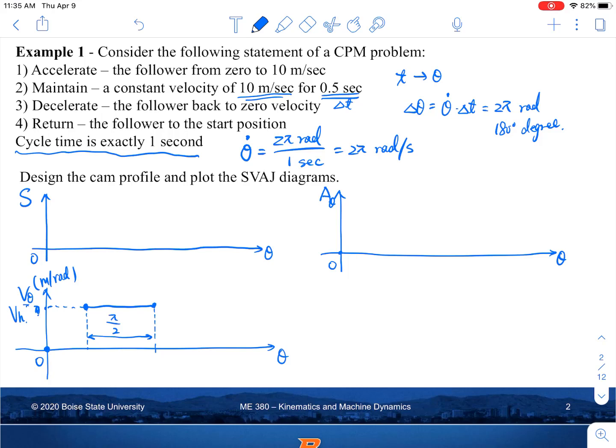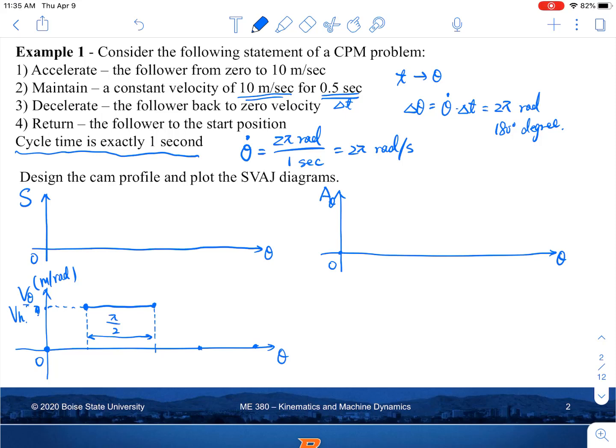And then the third step is decelerate. So the follower goes back to 0 velocity, but we don't know how fast that should decelerate. So we just select a random point, and we know that it is going back to 0 here. And then eventually it returns back to the starting point. Okay. So where's your starting point? Your starting point has a velocity of 0. So let's put a 0 there.